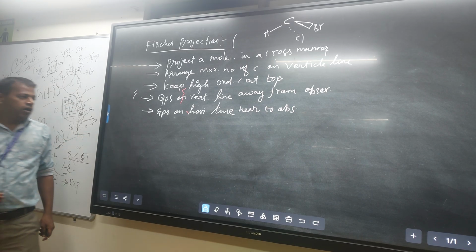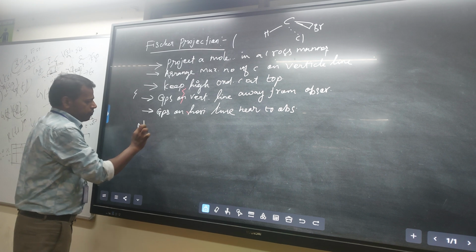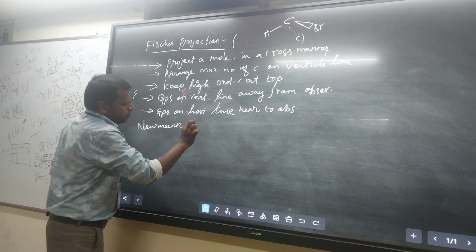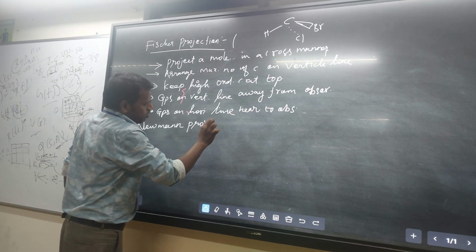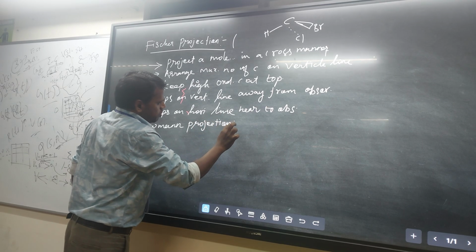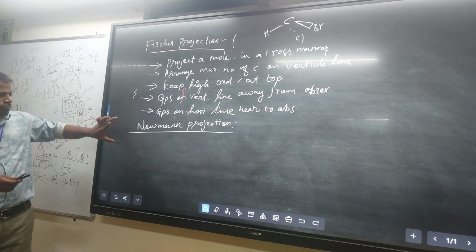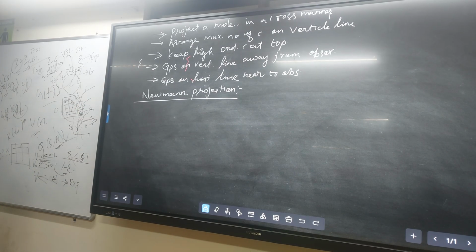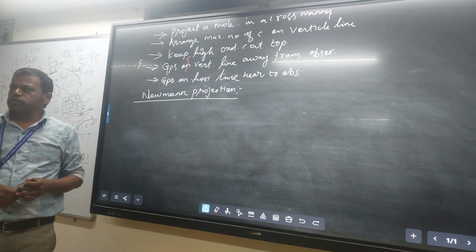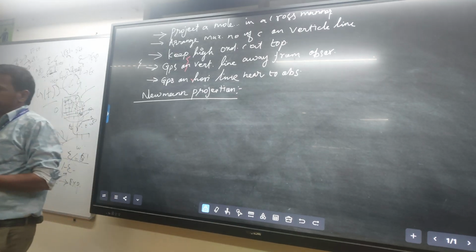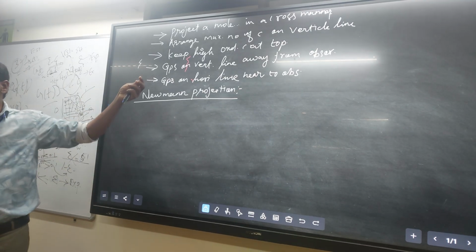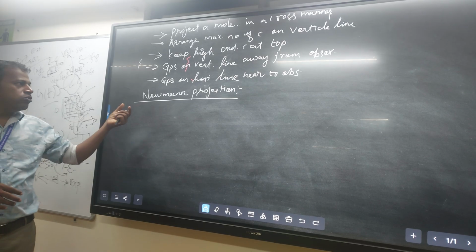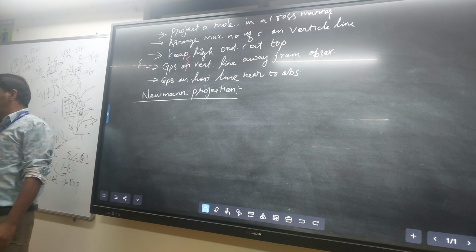Similarly, what is a Newman projection? The Newman projection is a ball and stick model. The Fischer projection is a flat model. Okay, flat model. And the Newman projection is a ball and stick model.